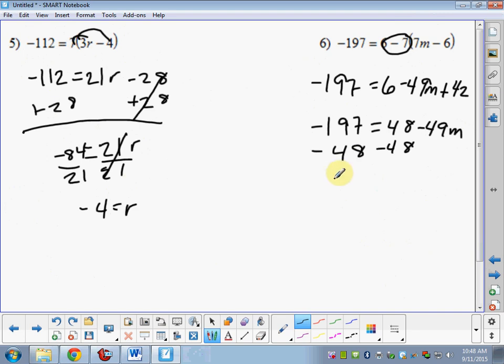Now a number subtracted from a negative is going to give us a lower negative number technically, sorry. It will look higher as far as what we're used to, 100 and 200, but it's technically a lower number. So I have negative 245, and that's going to equal negative 49m. And now I can divide. Remember, when you divide a negative by a negative, you're going to end up with a positive number, so you get 5 equals m.